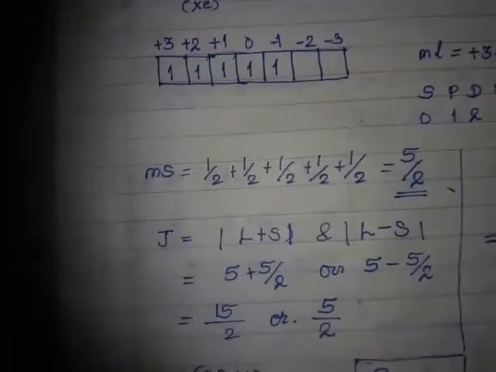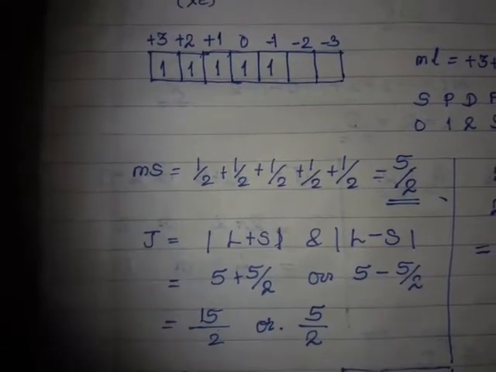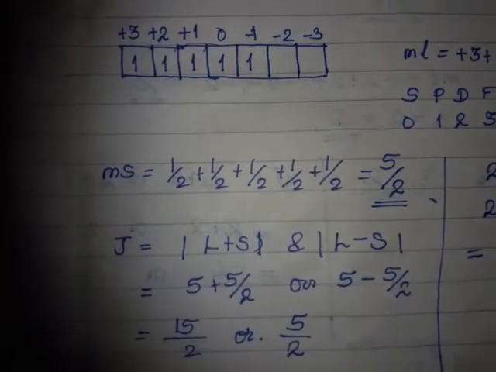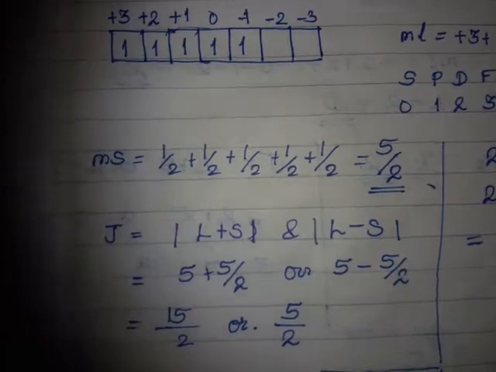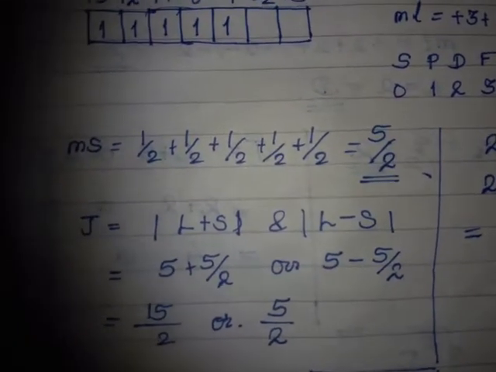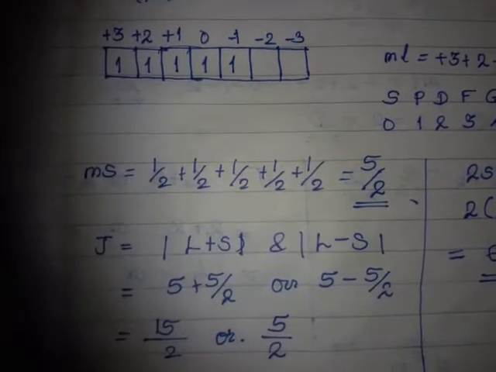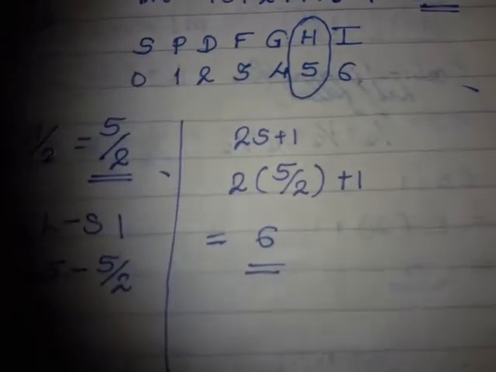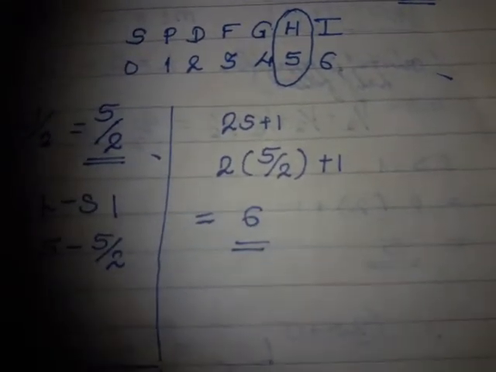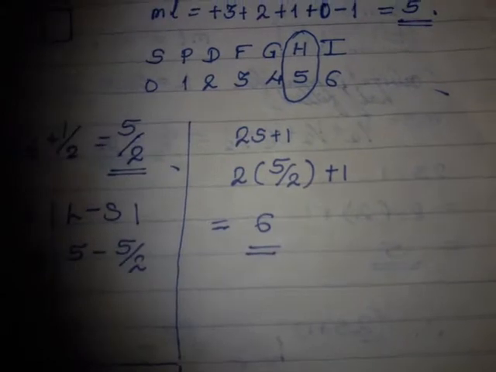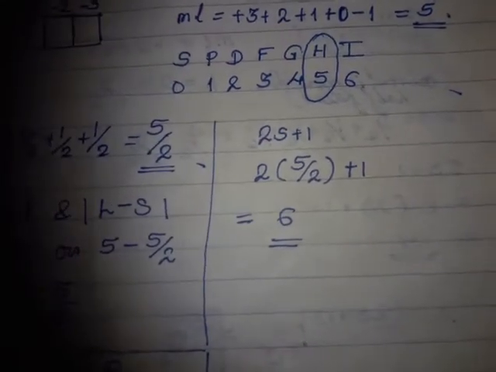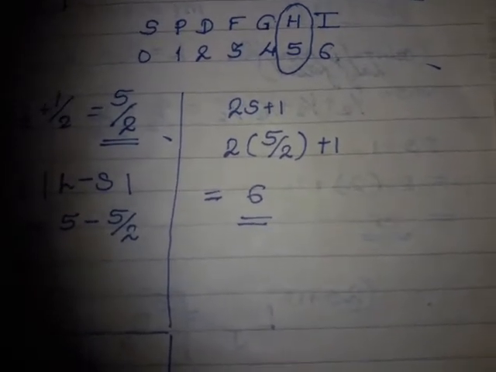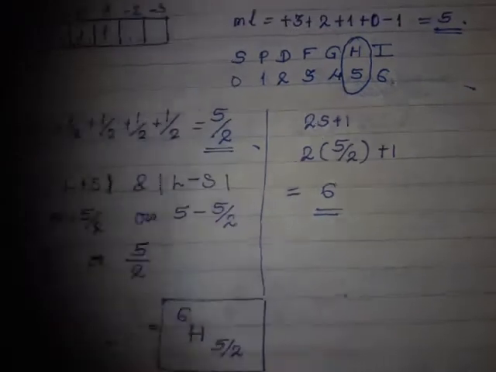Now ms: there are 1, 2, 3, 4, 5 unpaired electrons. So ms is plus 1/2, plus 1/2, plus 1/2, plus 1/2 and the last one is plus 1/2, so S is equal to 5/2. Now spin multiplicity, for which the formula is 2S plus 1. Putting S equal to 5/2, 2 times 5/2 plus 1 is equal to 6. So spin multiplicity is 6.